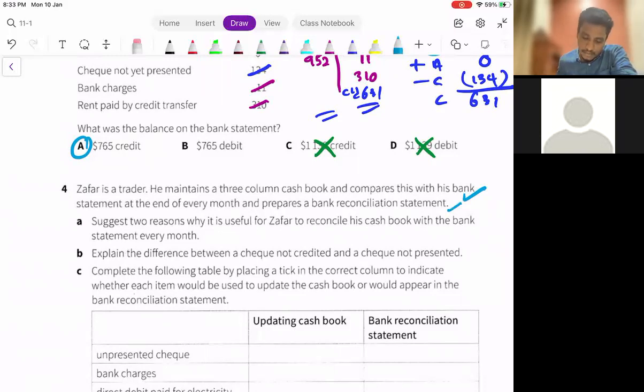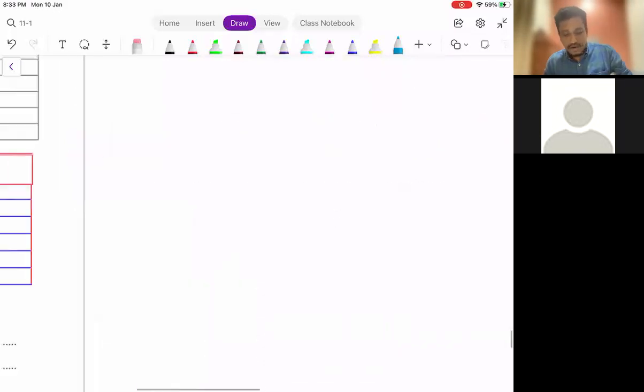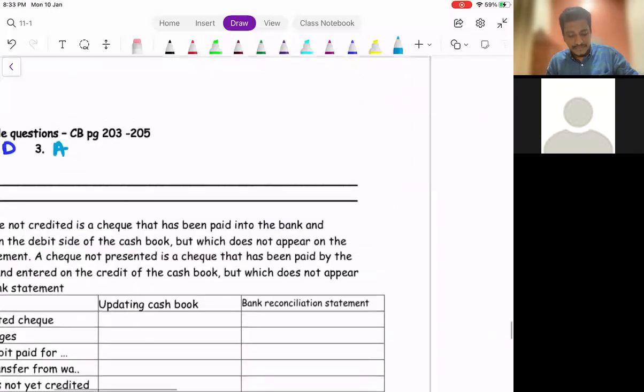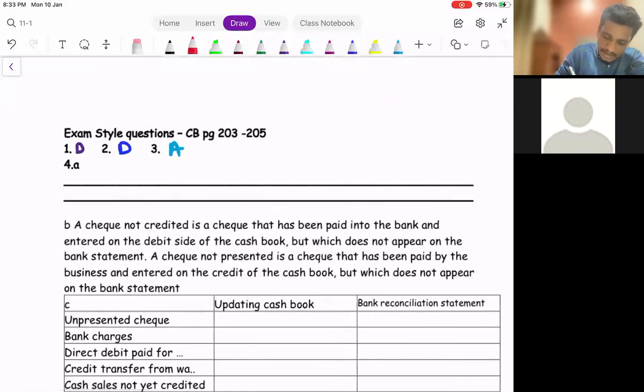Suggest 2 reasons why it is useful for Zafar to reconcile his cash book with the bank statement. Suggest 2 reasons why it is useful to reconcile these 2 balances. Okay, got a lot of reasons. They're asking only 2. So I write here. Number 1, you can talk about to obtain the accurate bank balance.